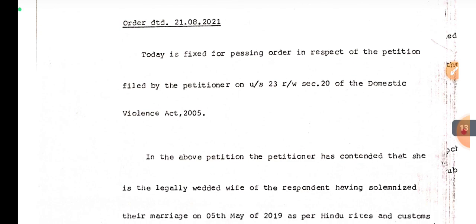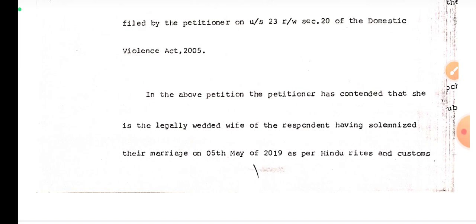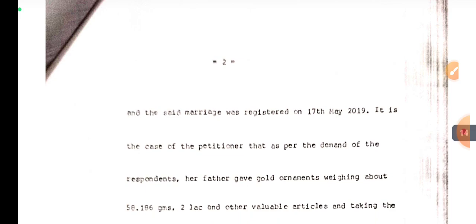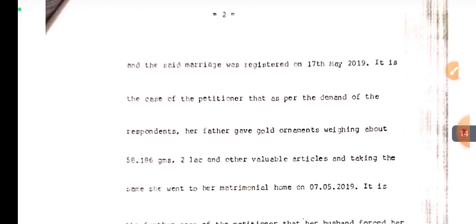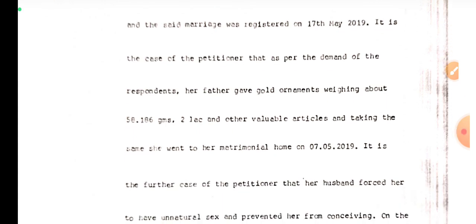Today is fixed for passing order in respect of the petition filed by the petitioner under section 23 read with section 20 of the Domestic Violence Act 2005. In the above petition, the petitioner has contended that she is the legally wedded wife of the respondent, having solemnized their marriage on 5th May 2019 as per Hindu rites and customs, and the said marriage was registered on 17th May 2019. It is the case of the petitioner that as per the demand of the respondent, her father gave gold ornaments, cash about such and such, 2 lakhs and other valuable articles, and taking the same, she went to her matrimonial home on 7th May 2019.